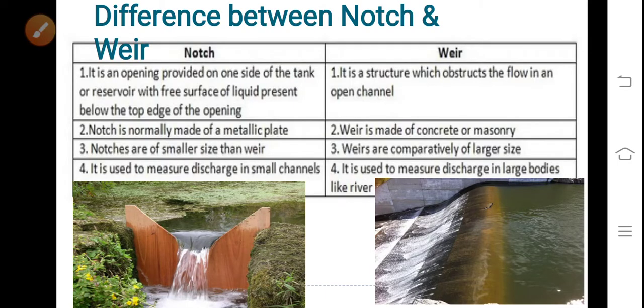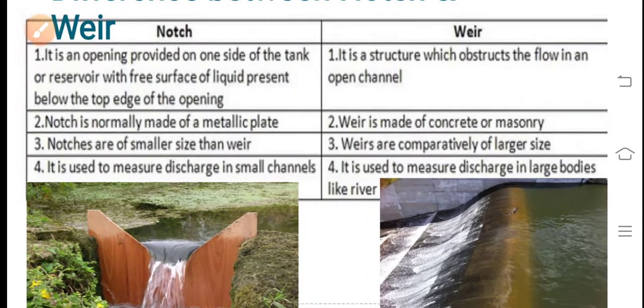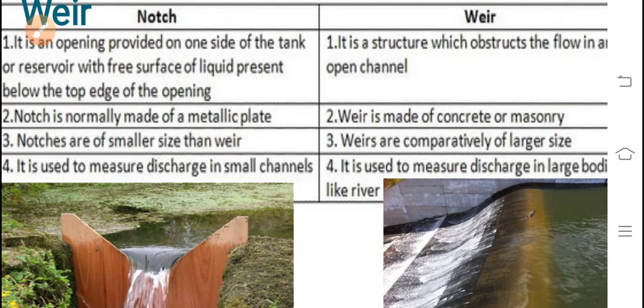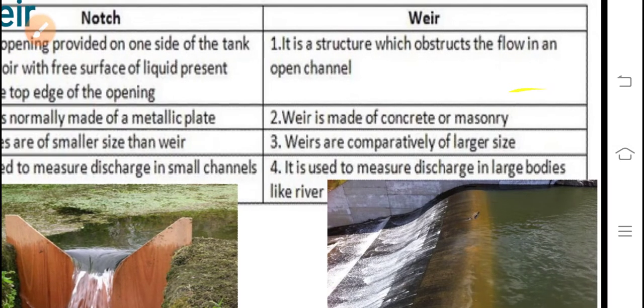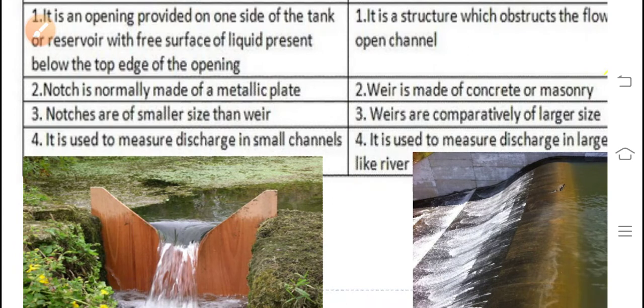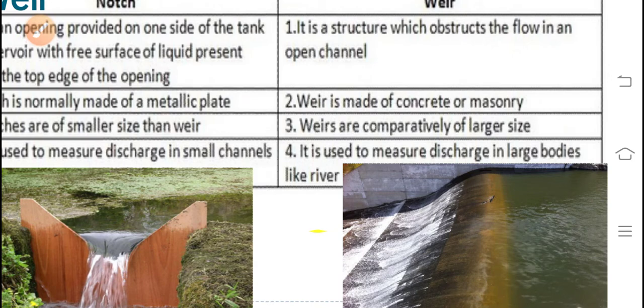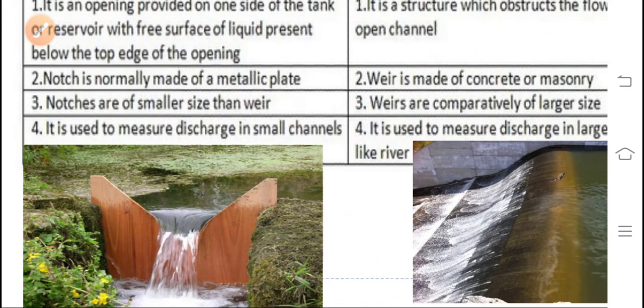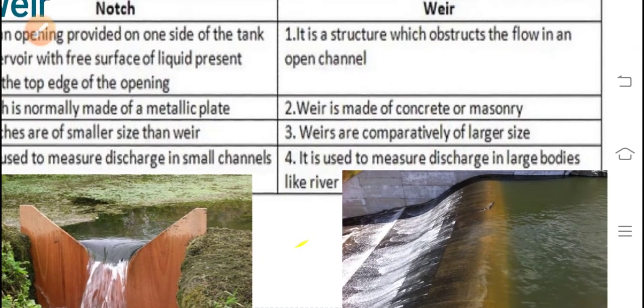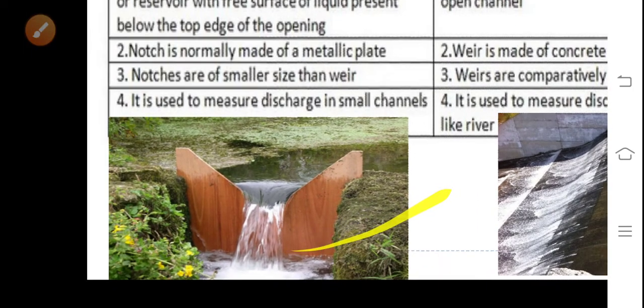Difference between notch and weir. Already we have stated a notch is an opening provided on one side of the tank or reservoir with the free surface of liquid present below the top edge of the opening. Whereas a weir is a structure which obstructs the flow in an open channel. A notch is normally made of a metallic plate, a weir is made of concrete or masonry. Third point of difference, notches are of smaller size than weirs, whereas weirs are comparatively of larger size.